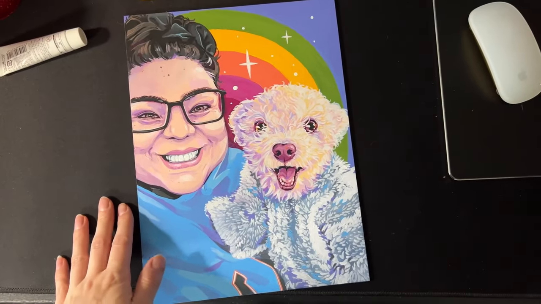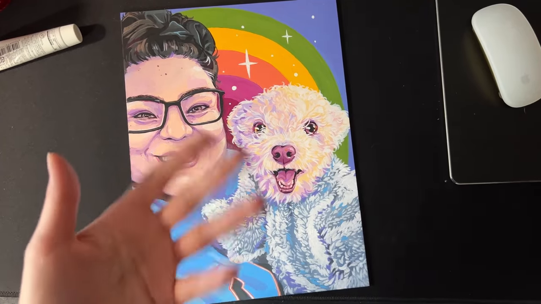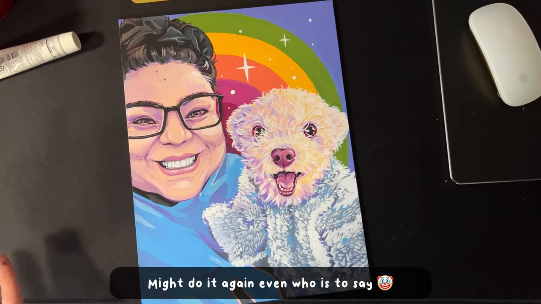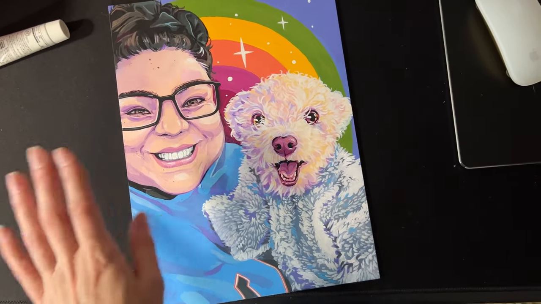Well, I spent the entire day repainting the person's face in this painting. I don't have anything more to say about it, but I don't think I'm gonna be doing more people in the future. Pets only.